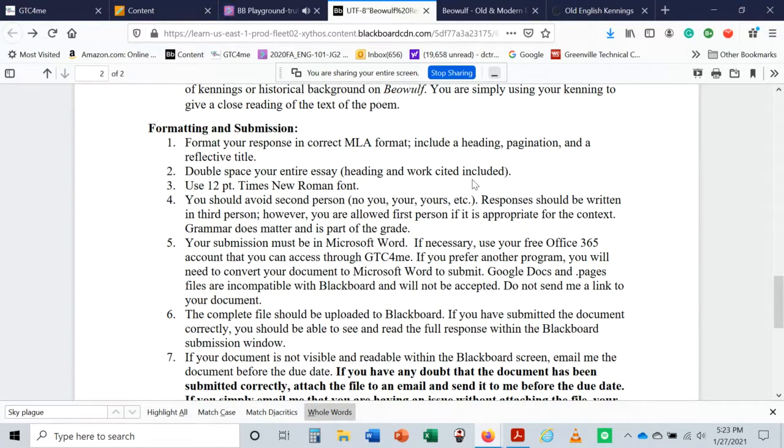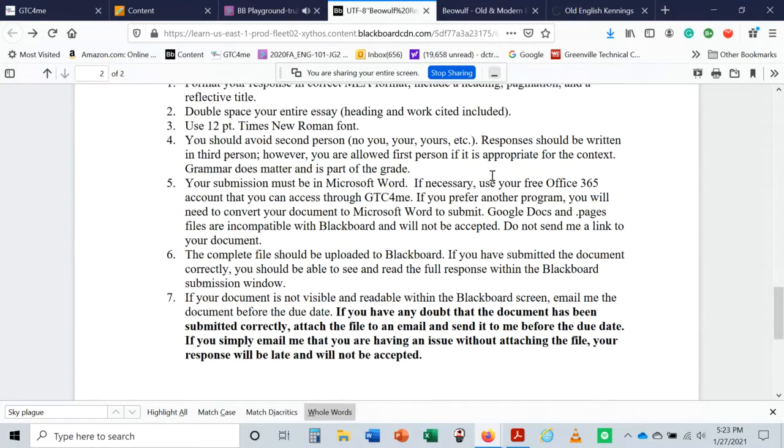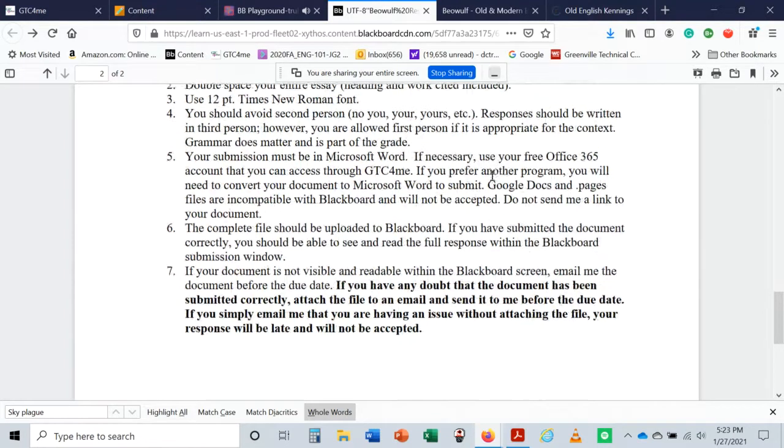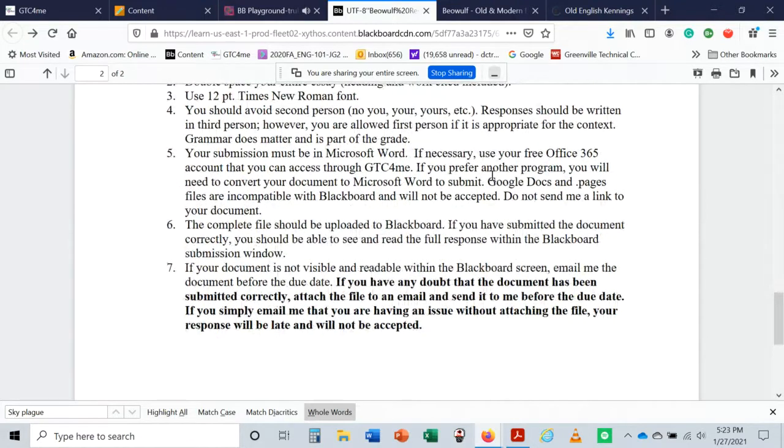I want you to avoid second person. So don't use you, your, yours, etc. Responses generally should be written in third person. There may be some responses where it's appropriate to write in first person, but to be honest, I don't think it's appropriate for this one. So I would keep this one in third person.